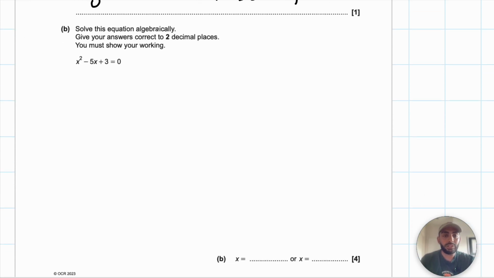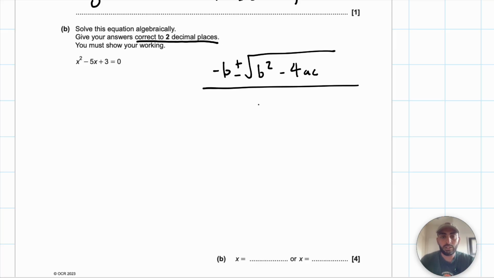Part B, solve this equation algebraically, give your answer correct to 2 decimal places, show your working. Because it's telling us give your answer correct to 2 decimal places, this is telling me that I need to be using my quadratic formula. The quadratic formula is minus b plus or minus the square root of b squared minus 4ac, all over 2a. Let's just find out what a, b and c are. So a will be the coefficient of the x squared, so a is 1, b is negative 5, and c is positive 3. Let's substitute all of these into the quadratic formula.